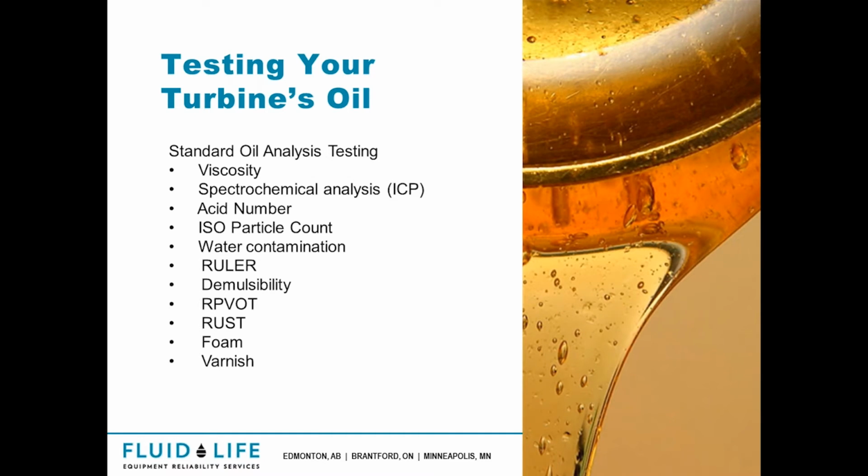So testing your turbine's oil, Fluid Life has a number of standard and advanced tests for turbine testing. We recommend these tests here: viscosity, ICP, the acids, particle count, water. These are all your standard tests. And then your more advanced ones: RULER, demulsibility, RPVOT, rust, foam, and varnish. These should all be done as frequently as you can, but really paying attention to the results is what we're going to be talking about in a second.